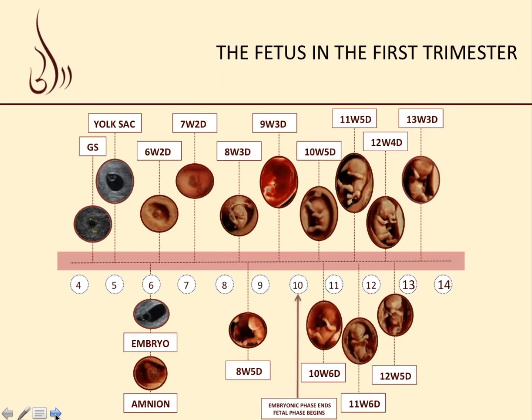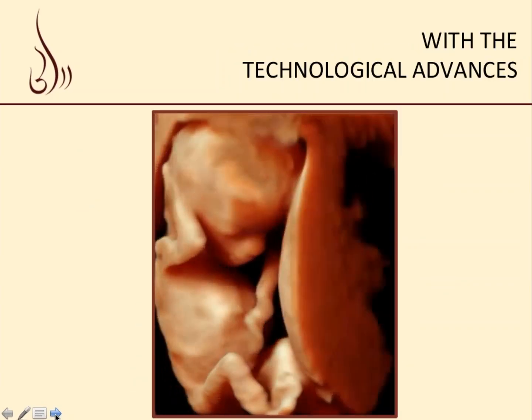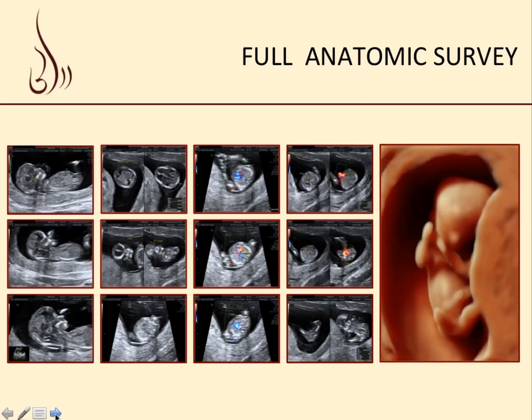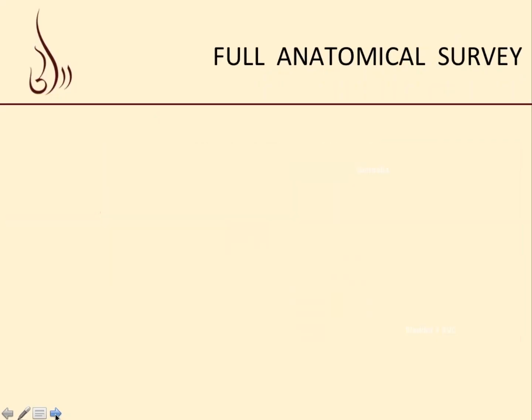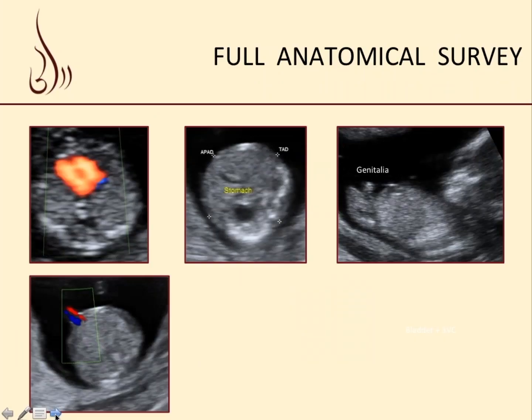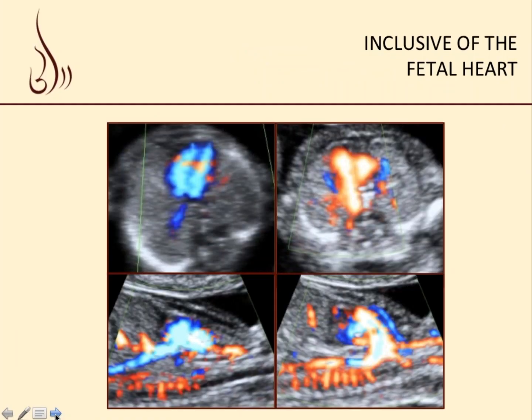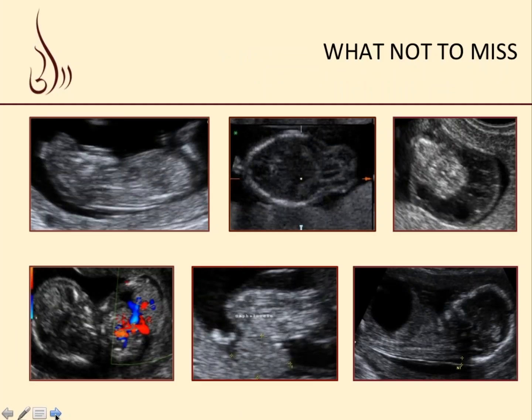And looking at the fetus in the first trimester beyond the embryonic phase, at this fetal phase, is so critical, because today with the technological advances, we are able to see so much. We are able to do a full anatomic survey, from determining fetal situs to looking at genitalia, assessing the intactness of the abdominal wall, looking at fetal kidneys, the bladder with a 3-vessel cord. In addition, we can assess the fetal heart. And there are critical structural abnormalities that we should not be able to miss.